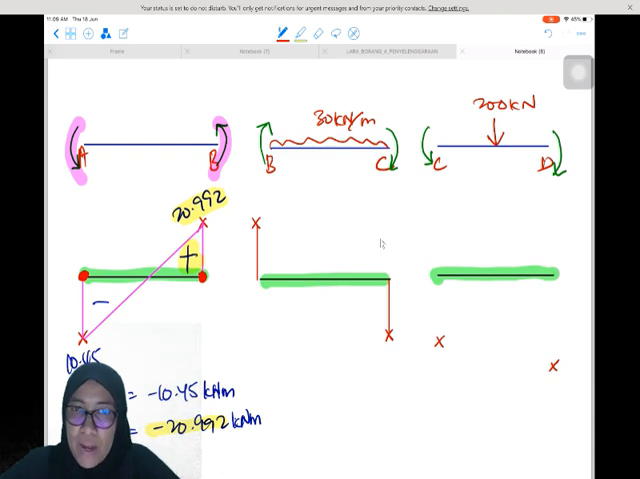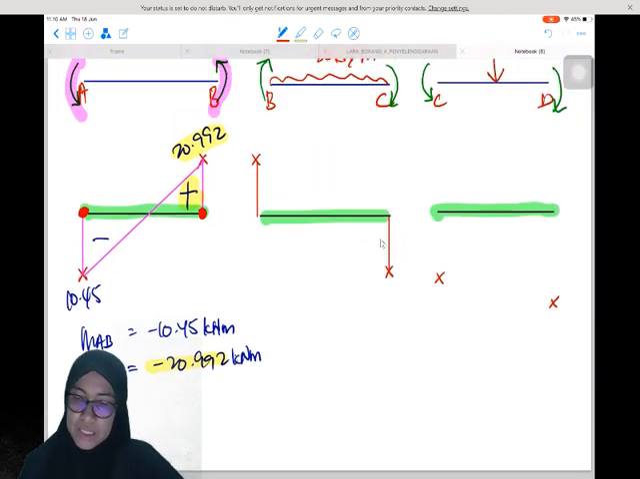However, for this one, since this is a UDL, we must analyze whether this beam has maximum moment or not. In order to do that, we have to draw the shear force diagram at member BC. So how to do this?